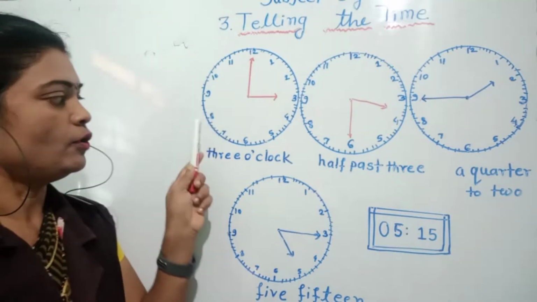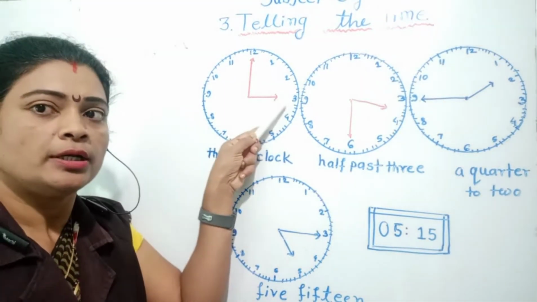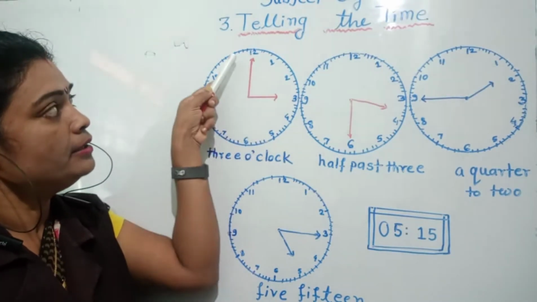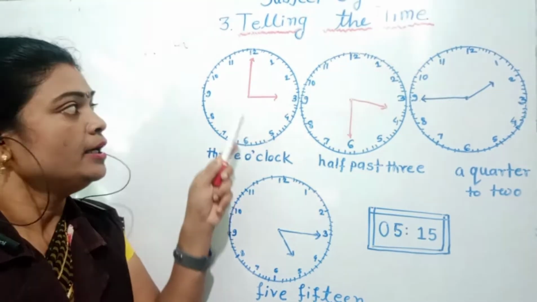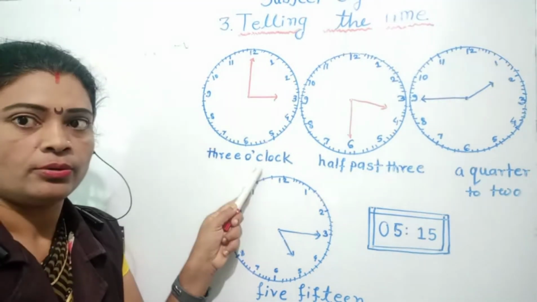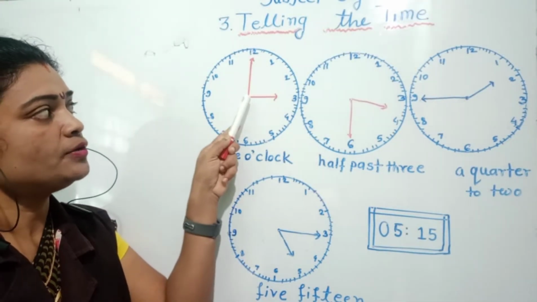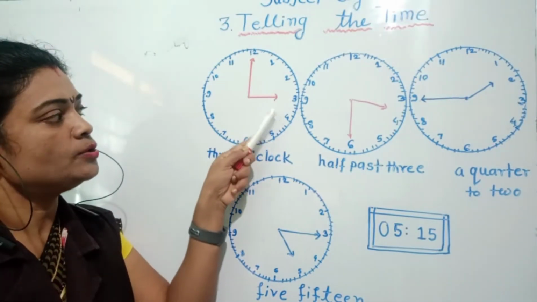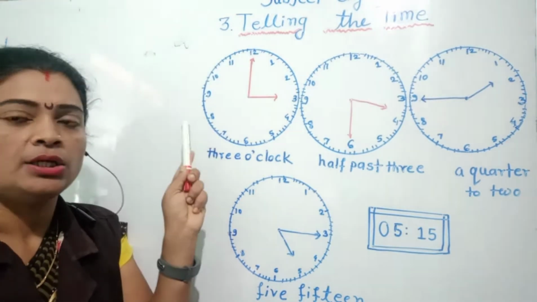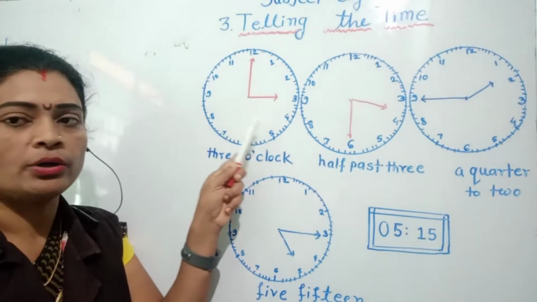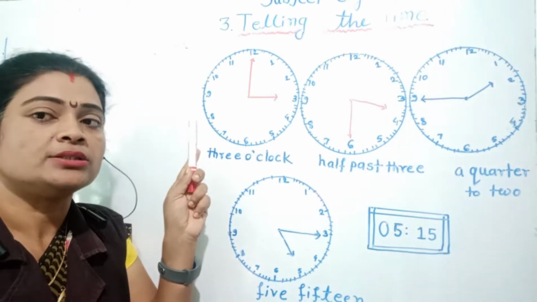In the first watch, the short hand goes to the number 3, and the minute hand reaches the number 12. So we can say it is 3 o'clock. In the same way, suppose the short hand goes to the number 4 and the long hand is at 12. Then we can say it is 4 o'clock. So when the exact hour is completed, we say it is o'clock.